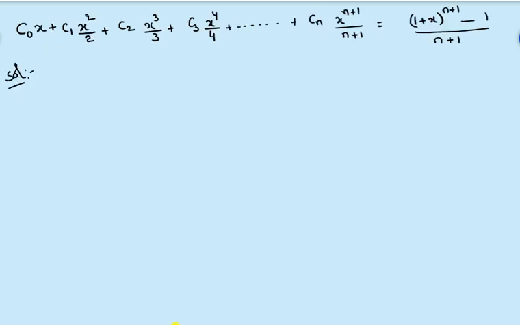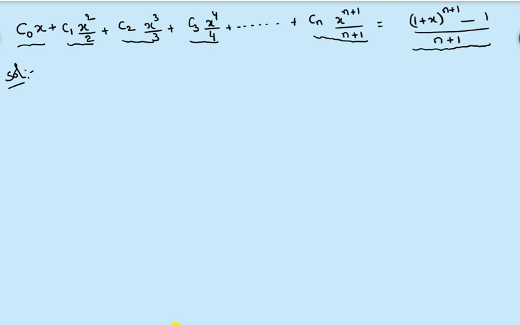Okay, this is another property you can observe. C0 into x, C1 x square by 2, C2 x cube by 3, C3 x power 4 by 4, up to Cn x power n plus 1 by n plus 1 is equal to 1 plus x whole to the power of n plus 1 minus 1 divided by n plus 1, which we have to show.